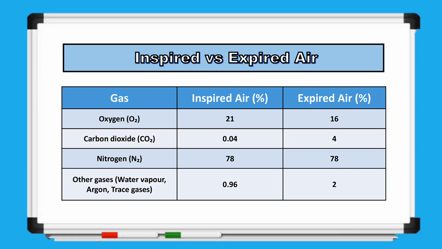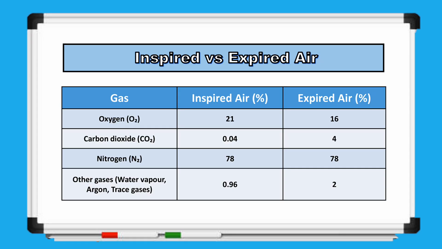This table shows a clear comparison between the composition of inspired air, the air we breathe in, and expired air, the air we breathe out. First, looking at oxygen, we can see that inspired air contains about 21% oxygen, while expired air has only 16%. This decrease happens because the body absorbs oxygen from the air in the lungs during gas exchange to use it for respiration. Next, for carbon dioxide, the inspired air contains only about 0.04%, but in expired air, the amount rises to about 4%. This increase occurs because carbon dioxide is produced as a waste gas in the body and is released from the blood into the alveoli to be exhaled.